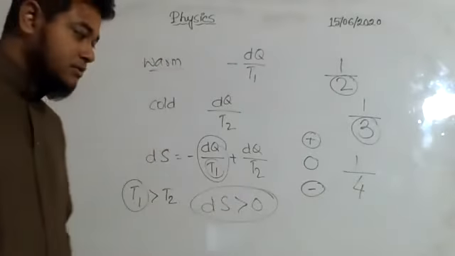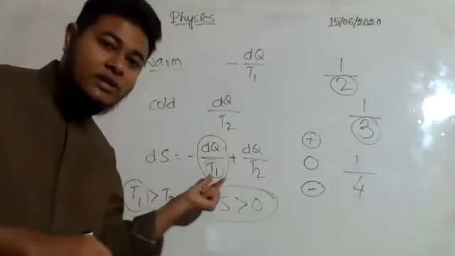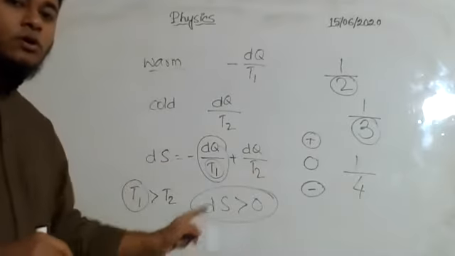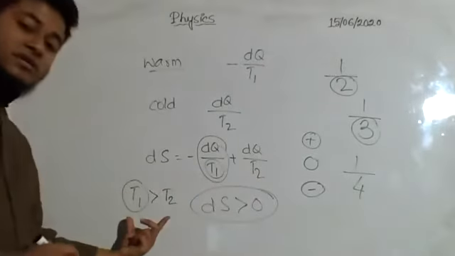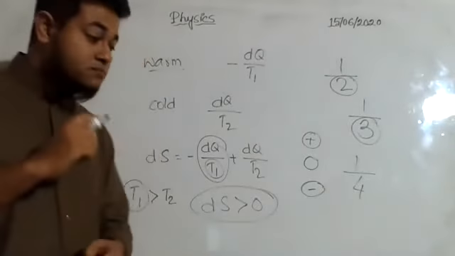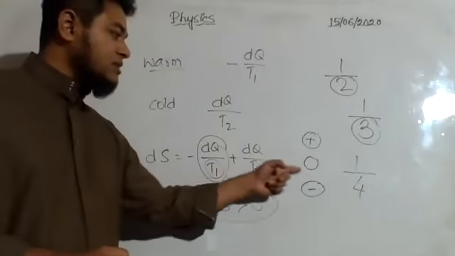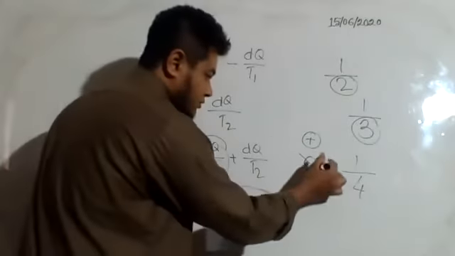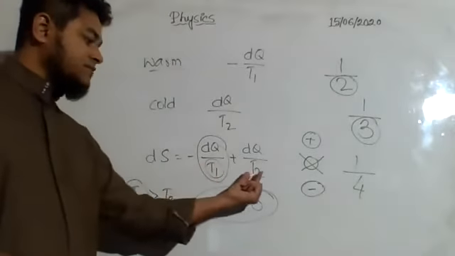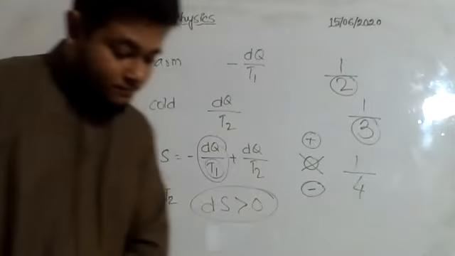They must be equal to each other for zero, and they will be equal only when T1 is equal to T2, because dq is the same. If T1 and T2 are equal, then ds will be equal to 0. But here we have already considered that T1 is greater than T2. There is some temperature difference. So T1 is not equal to T2, and as a result they cannot balance each other, so 0 is not possible. Minus is also not possible because this fraction is smaller and this fraction is greater, because the denominator here is smaller. So I hope this is clear.